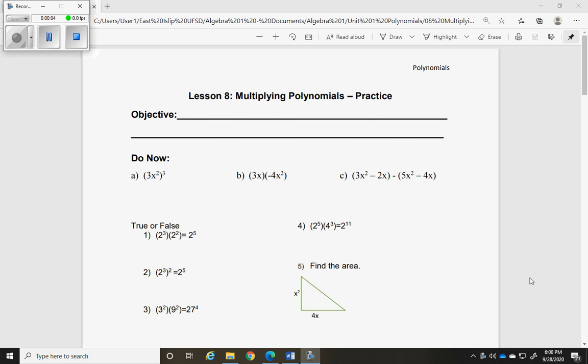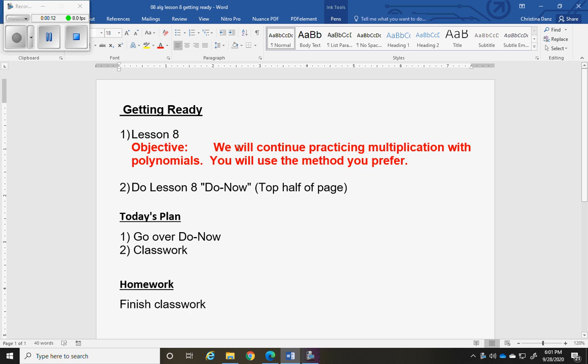This is going to be a real quick video because I'm not teaching you anything new. We're just practicing multiplying with polynomials. So if we take a look at our getting ready, your objective is that we're going to continue practicing. And remember, we learned two methods. You could distribute or you could use the box method. And you're going to use the method that you prefer. The do now is the top half of the page. So if you could just hit pause, do it, and then check your answers with me, that would be great.